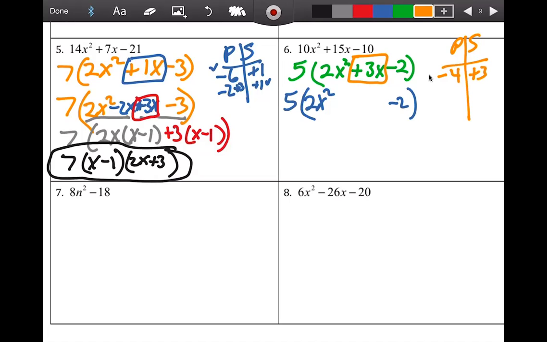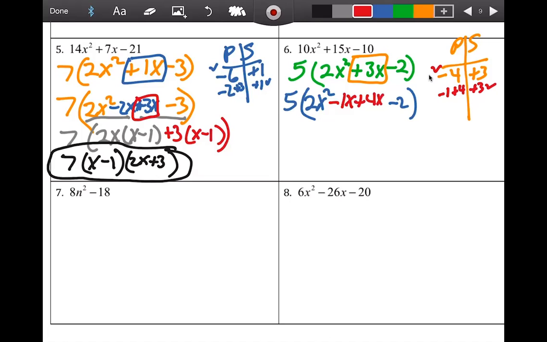Okay, so I need a pair of numbers, the factors, for -4, whose sum is positive 3. What do we got? -1 plus 4. -1 and +4. If I multiply them, I get -4. If I add them, I get positive 3. Cha-ching. So plus 3x, I'm going to replace with -1x plus 4x.